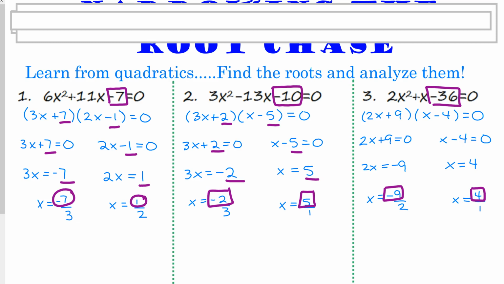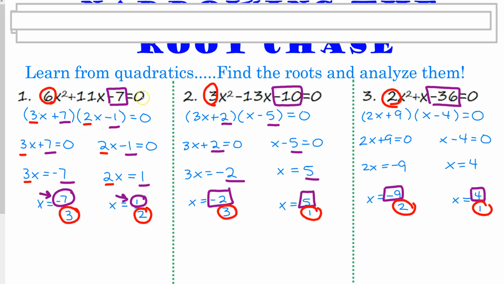Then what about the denominators? So 3 and 2, where did they come from? They came from factors of 6, the leading coefficient. And that's the case for all of these. The denominators are going to be factors of the leading coefficient. So, if you have a polynomial that you're trying to find the rational roots for, meaning the roots that are fractions, it will always work out that the numerators have to be factors of the constant and the denominators have to be factors of the leading coefficient.